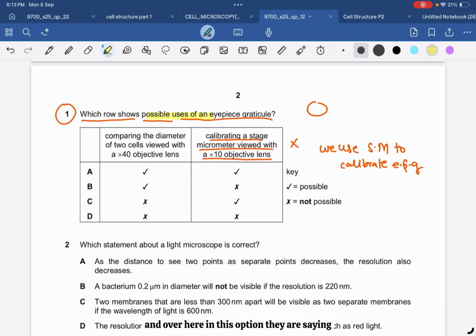And in this option they are saying that we are using the eyepiece graticule to calibrate the stage micrometer. So this is incorrect. Then another statement given here is comparing the diameter of two cells viewed with a 40x objective lens. Yes, this is possible because once the eyepiece graticule is calibrated, it can be used to measure and compare the cell sizes. So this is correct, and hence the correct answer for this MCQ would be option B. I hope that this MCQ is clear to all of you.